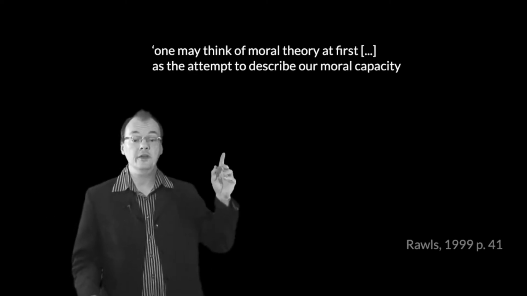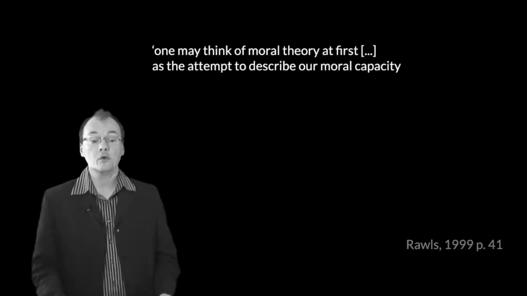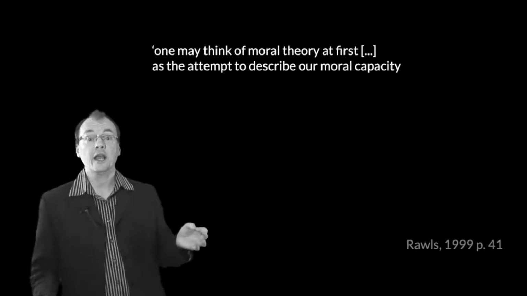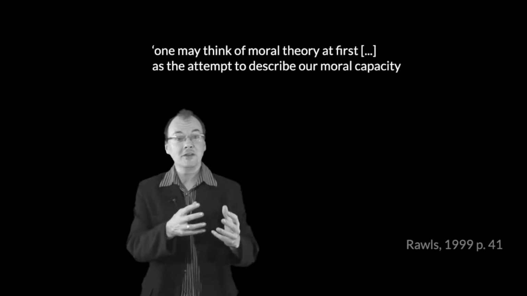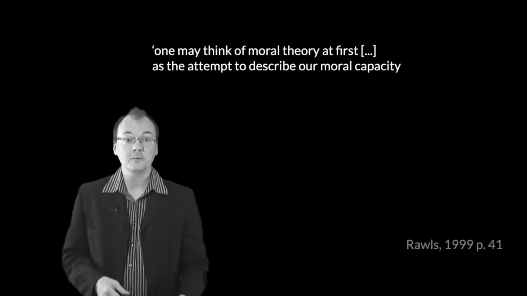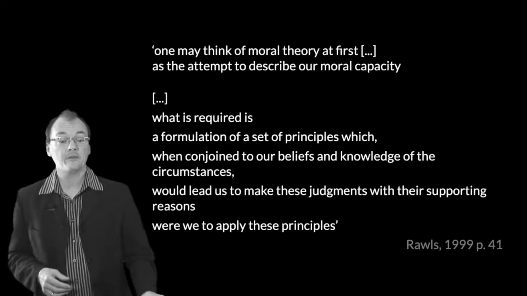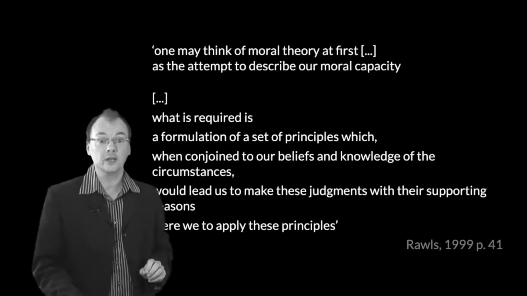Let's look at the method of reflective equilibrium. Rawls gets me very excited. He's a bit of a tease. He says, one may think of our moral theory at first as the attempt to describe our moral capacity. And at this point I'm like, oh wow, he's going to be drawing on moral psychology. But not a bit of it. Sadly for me, he's not interested in moral psychology at all.